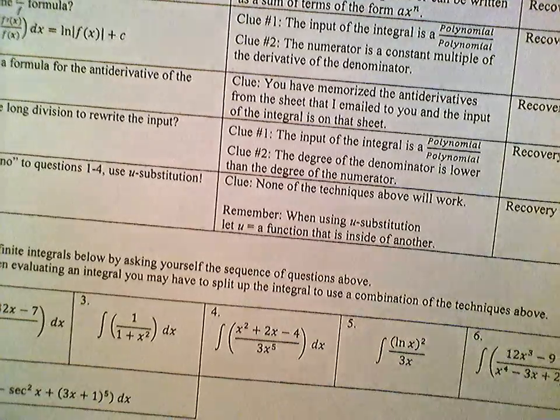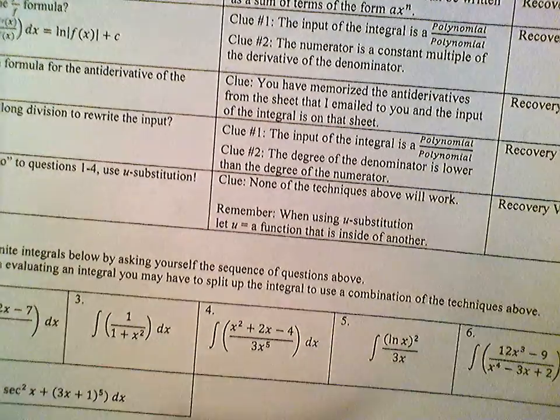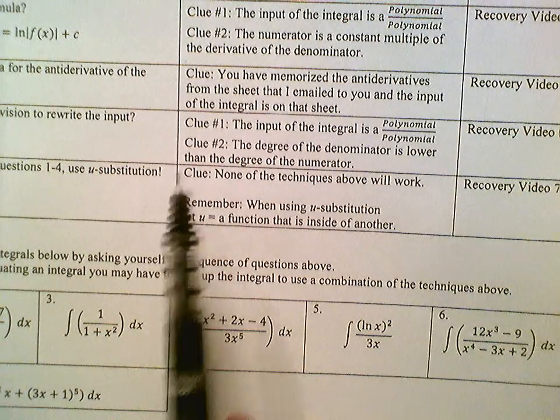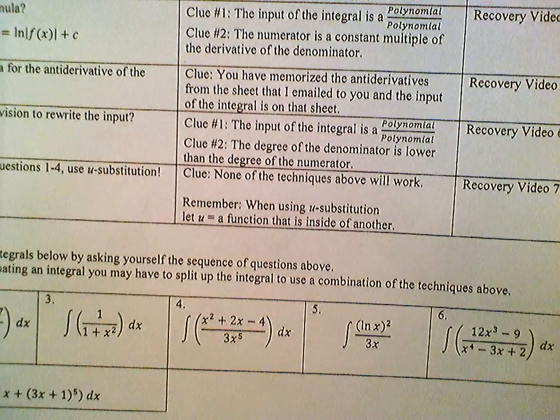Okay, so here's the clues. The input of the integral is a polynomial over a polynomial. That's clue number 1. Clue number 2, the degree of the denominator is lower than the degree of the numerator.